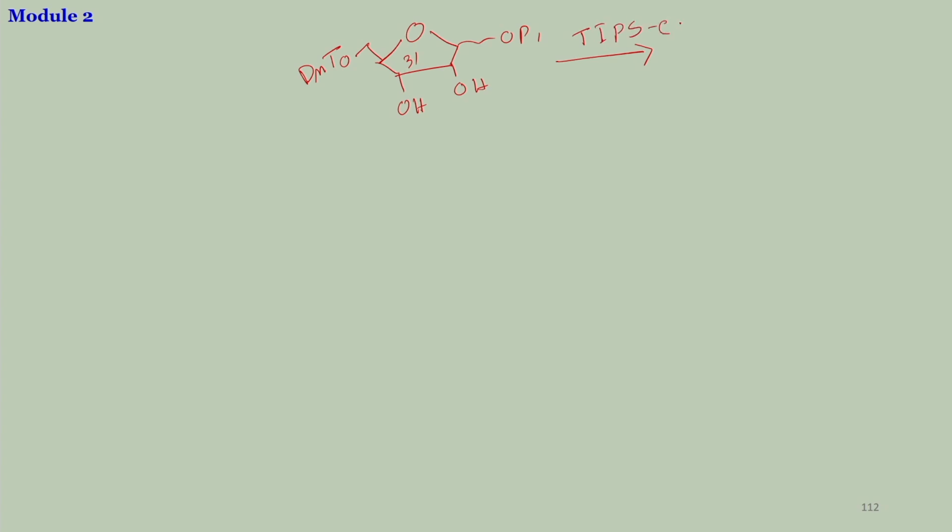TIPS chloride, which is this silyl, triisopropyl silyl chloride basically. So, this is also a crowded silyl compound with high steric crowding. So, if you treat this here, obviously there will be nucleophilic substitution. Now, question is which OH will react? This OH can react, this OH can also react. You get both the compounds.